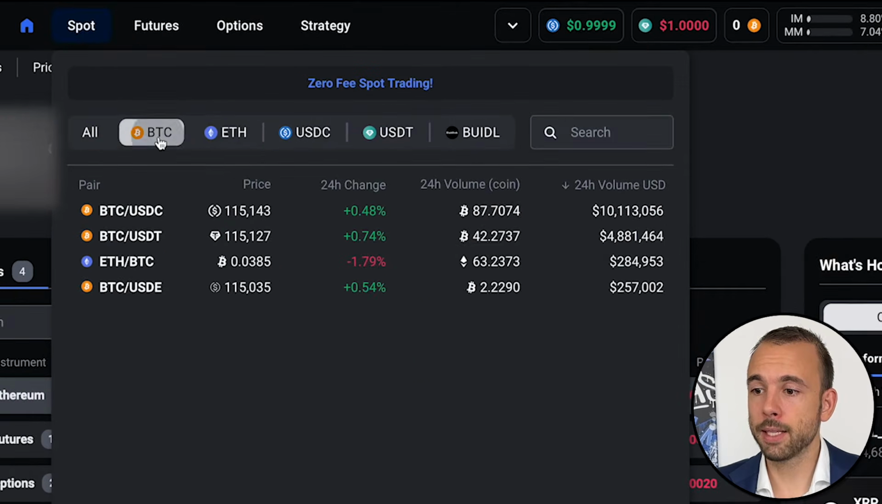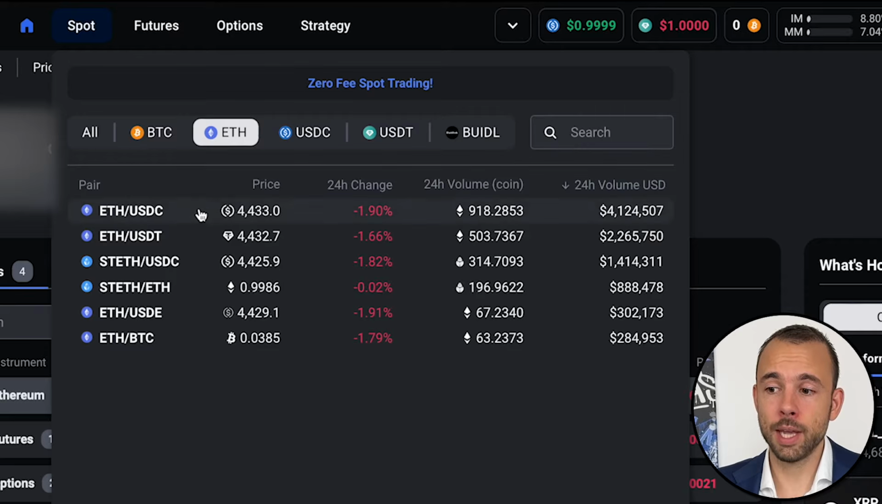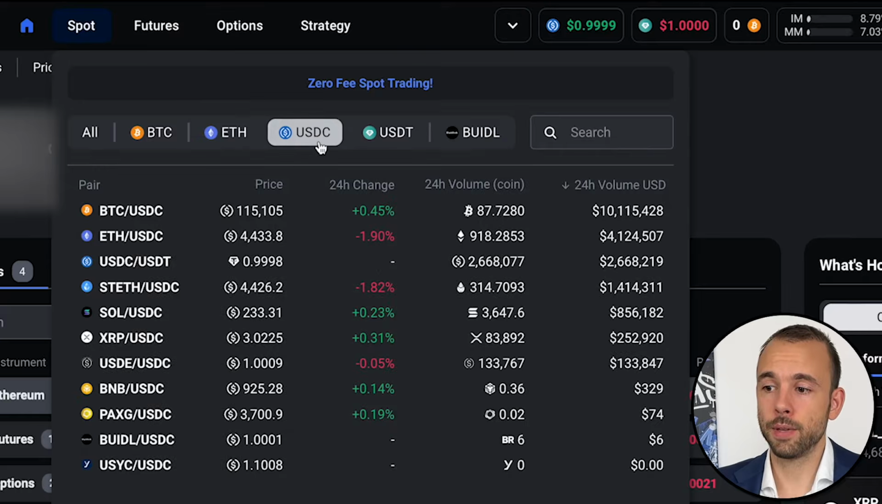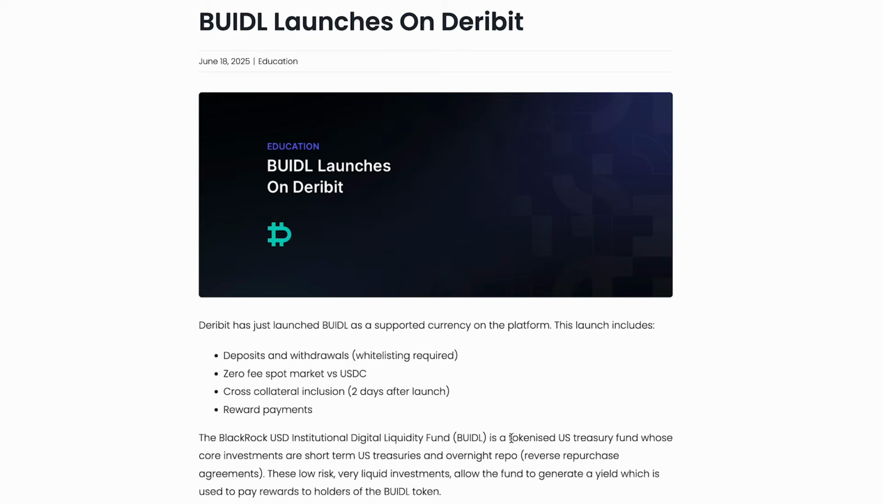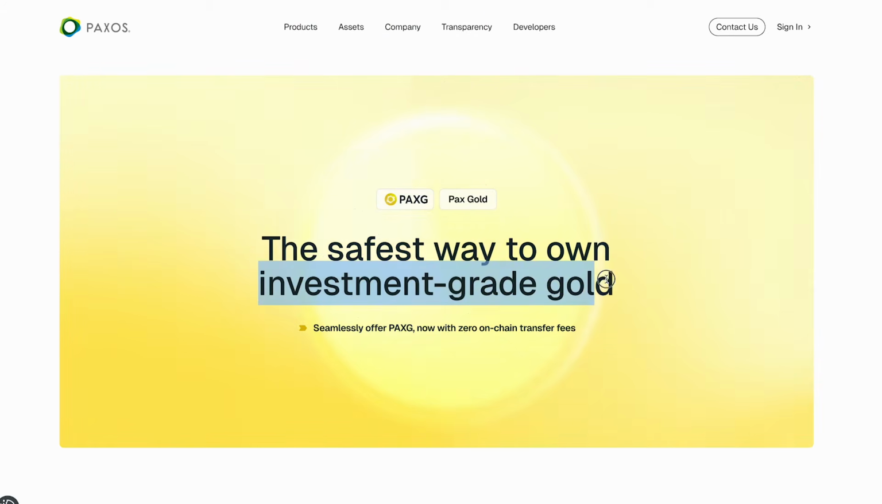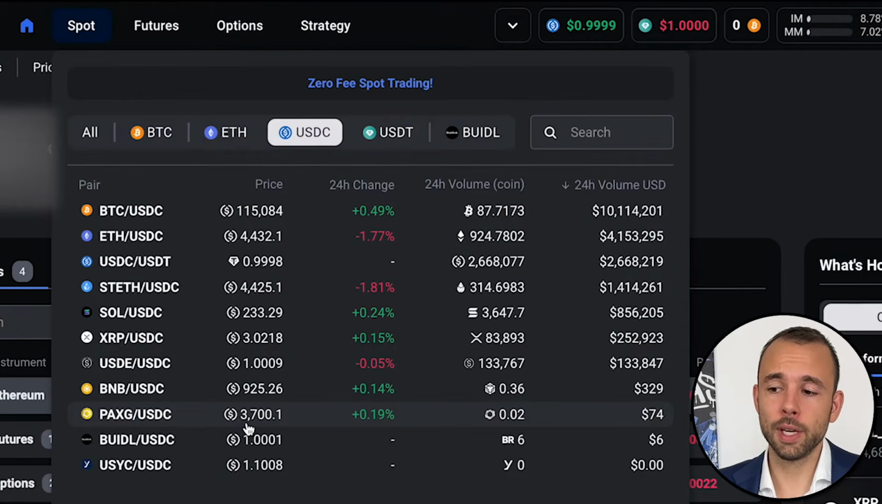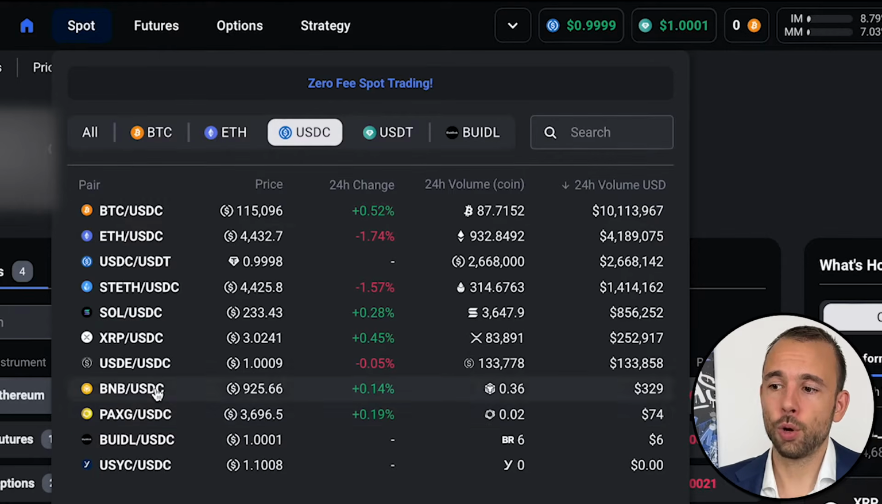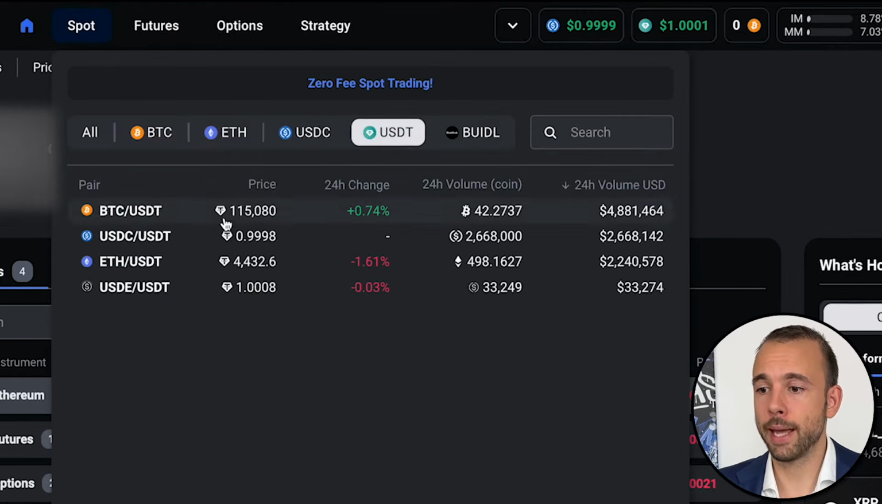Here you can see I can trade Bitcoin against USDC, USDT, and also against Ethereum. I can trade Ethereum against USDC and USDT as well, and also staked Ethereum. Also I can trade with USDC such coins as Solana, XRP, BNB, PAX Gold and also BUIDL, which is basically a tokenized fund from BlackRock. PAX Gold is a tokenized gold, and as you can see, gold already hit a new all-time high with a price of $3,700. Also, some coins are available for trading against USDT.